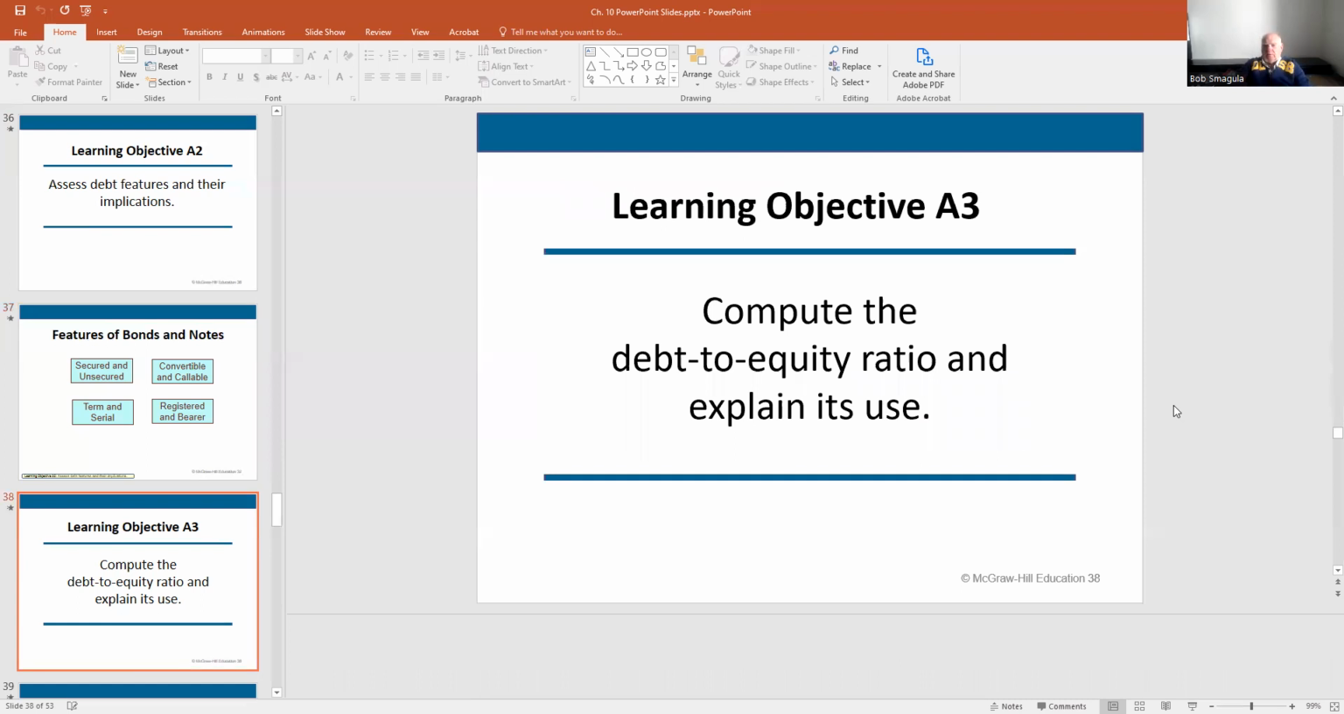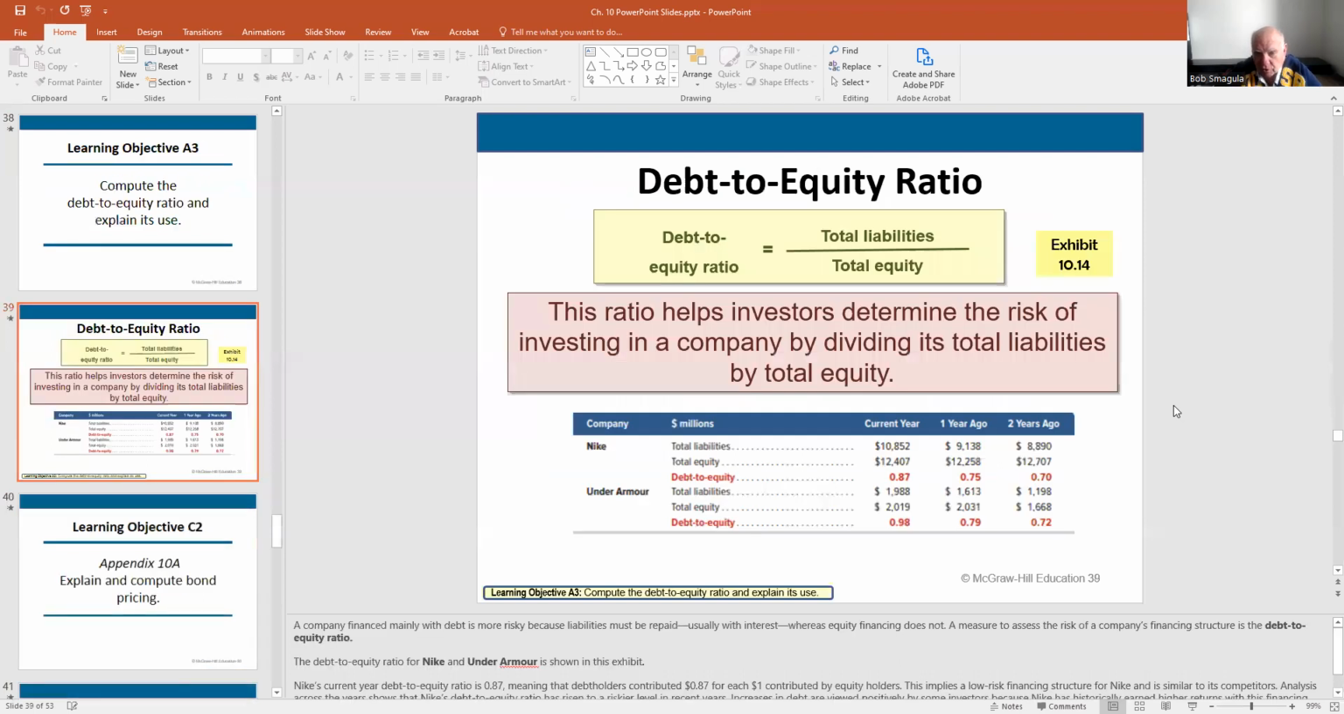Compute the debt to equity ratio. All we're going to do is take our debt and divide it by the equity. Here we go. Total liabilities. Look at Nike, huh? The current year. They have total liabilities of $10,852, and equity is 12.12407. The debt to equity is 87.87, 87%.